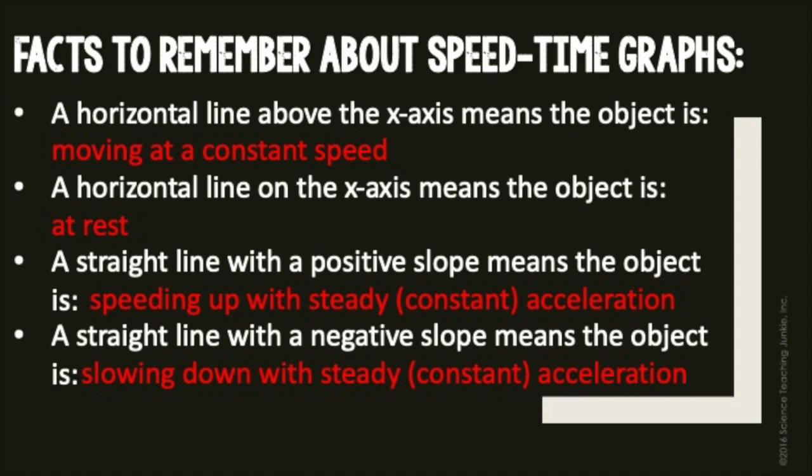Our facts to remember about speed time: a horizontal line above the x-axis means the object is moving at a constant speed. Horizontal lines on the x-axis mean at rest. That's the only way we can get at rest on a speed time graph, because the speed has to be 0. A straight line with a positive slope means the object is speeding up with steady or constant acceleration. And a straight line with a negative slope means the object is slowing down with steady, constant acceleration.